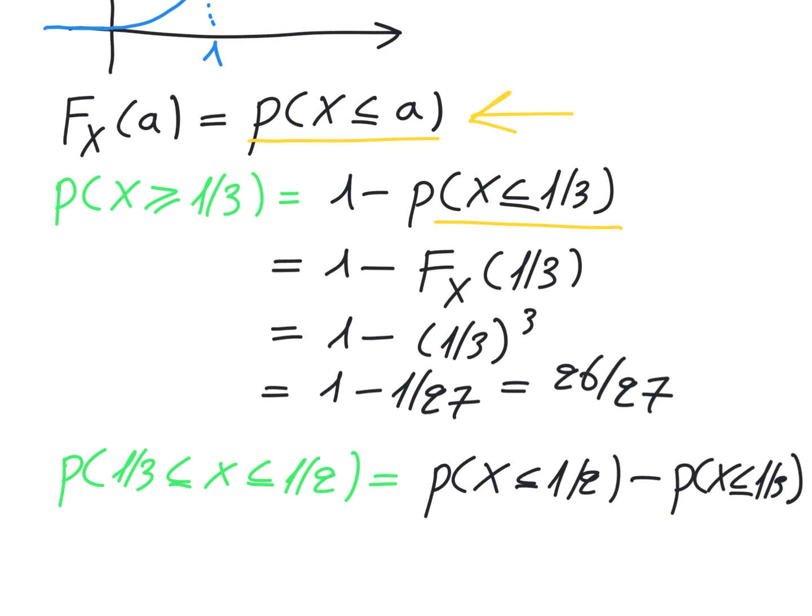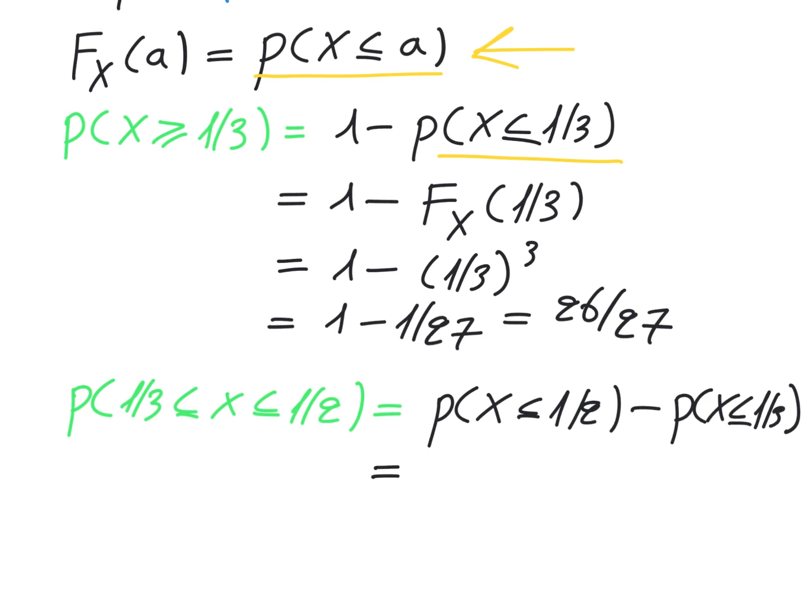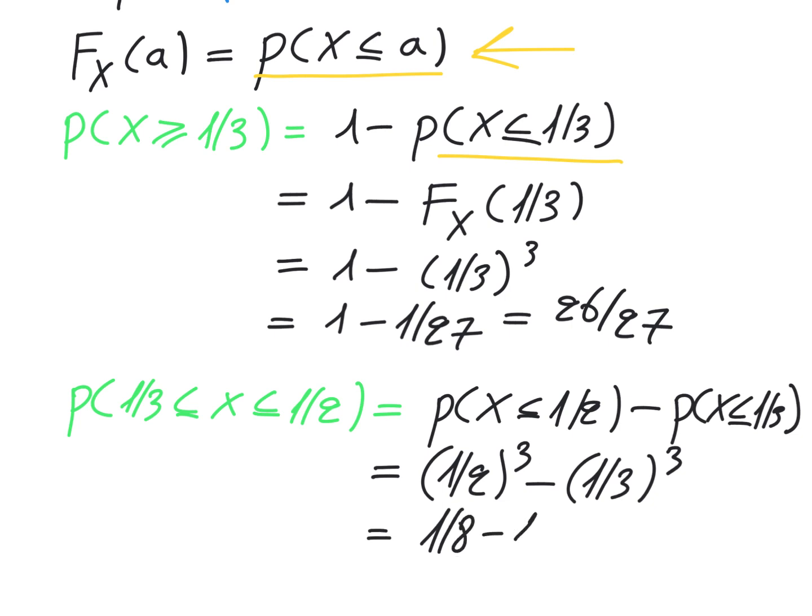Well, and now we can use the distribution function to compute this probability. We plug in all the necessary values, so the probability that x is less than 1 over 2 is 1 over 2 to the power 3 in this particular example, and the probability that x is less than or equal to 1 over 3 is 1 over 3 to the power 3. So we get 1 over 8 minus 1 over 27, and that is equal to, if you compute it, 19 over 216.